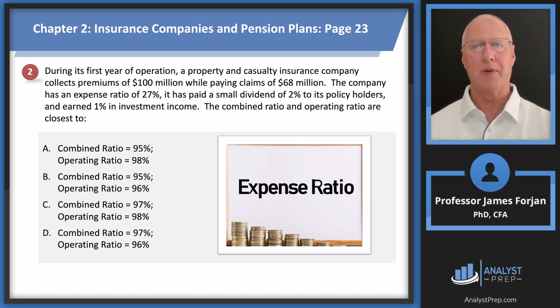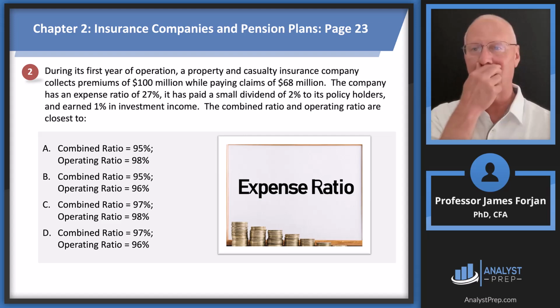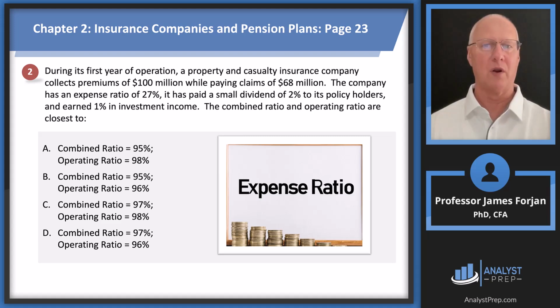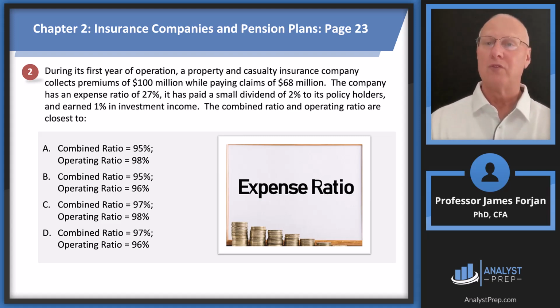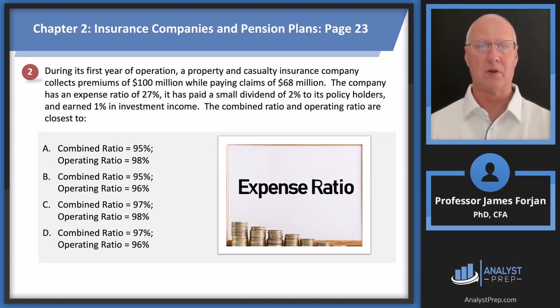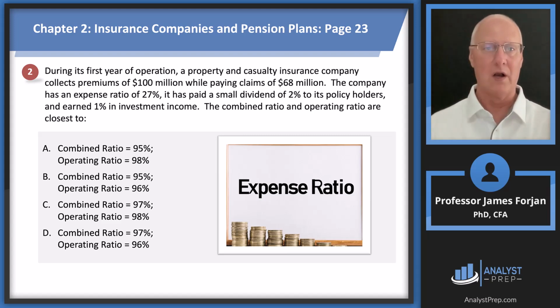Property and Casualty Insurance Company collects premiums of $100 million while paying claims of $68 million. Expense ratio 27%. So look down at the bottom. Our questions are: what are the combined ratio and the operating ratio? So remember that combined ratio is going to be the claims and the expenses. So you don't even need your calculator for this one, right? So 68 out of 100 is 68% plus the 27. So that's probably the combined ratio.